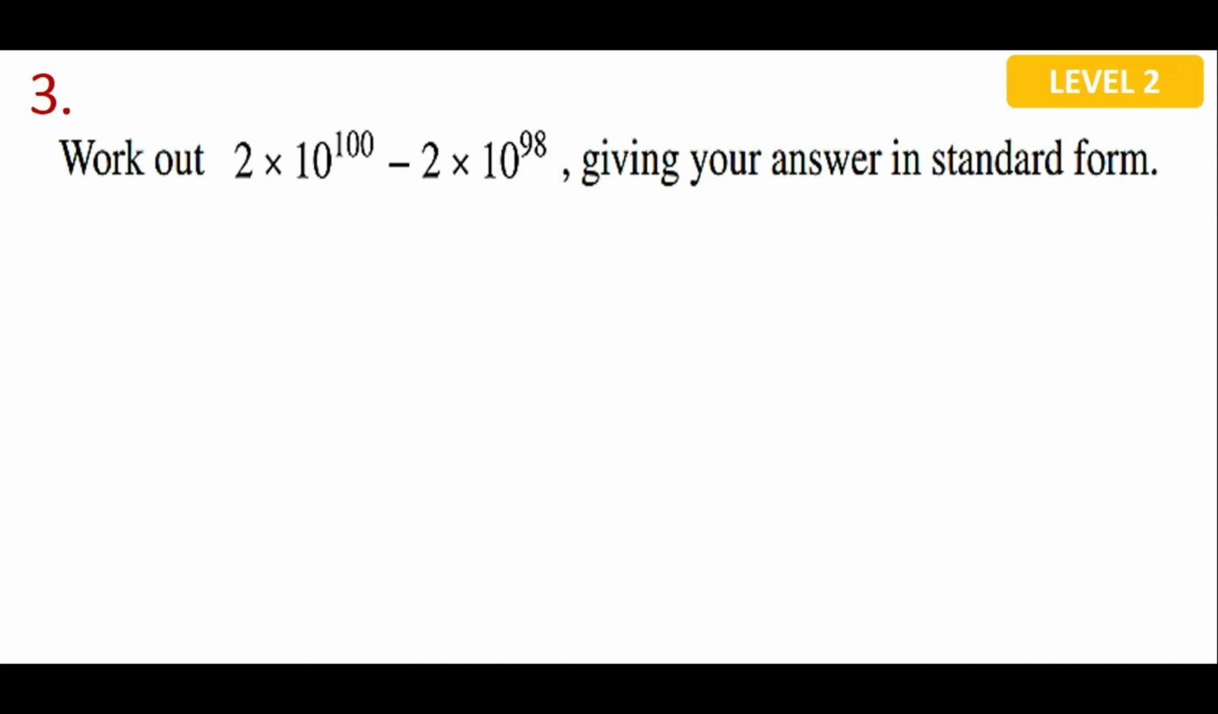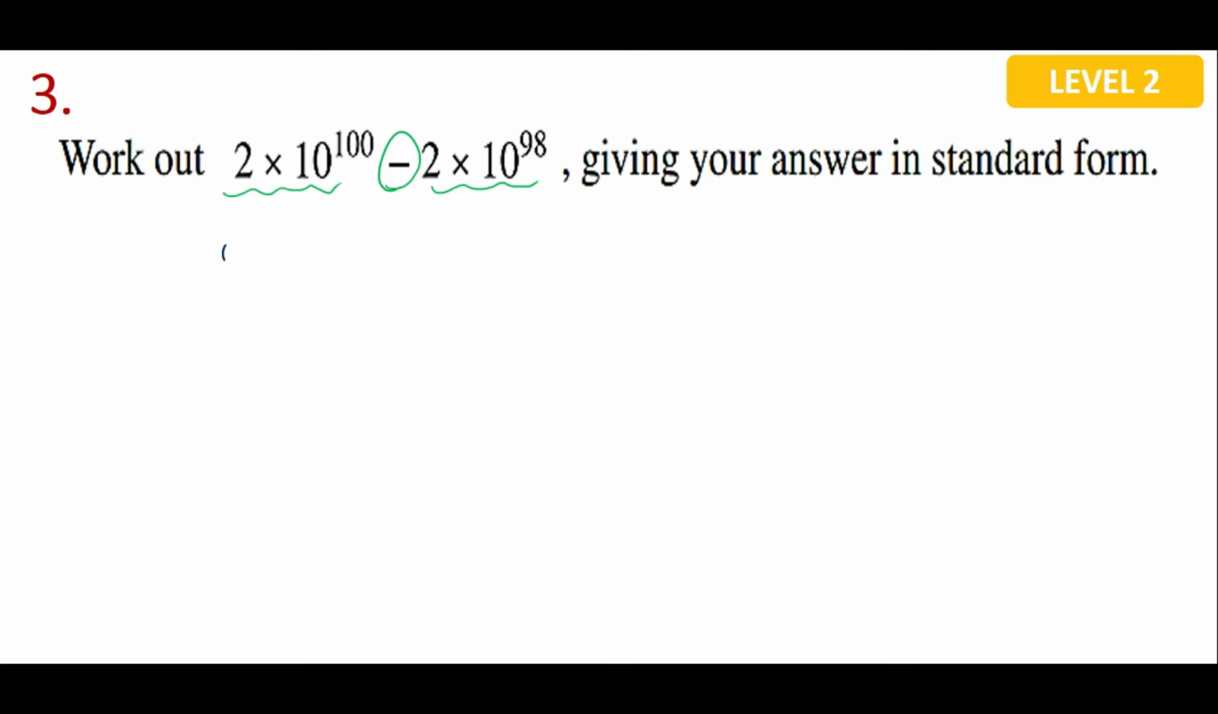Let's solve question 3. Work out 2 times 10 to the power 100 minus 2 times 10 to the power 98, giving your answer in standard form. So here the question says 2 times 10 to the power 100, and here you have 2 times 10 to the power 98. Unlike the previous question, when you have two terms like this, which are in standard form, and it is a subtraction that comes in the middle, you try to factor out terms from them.